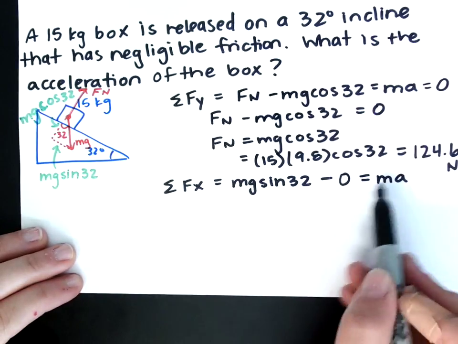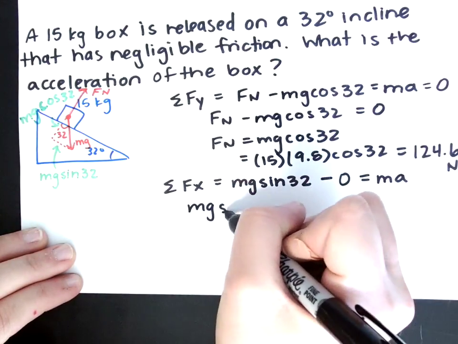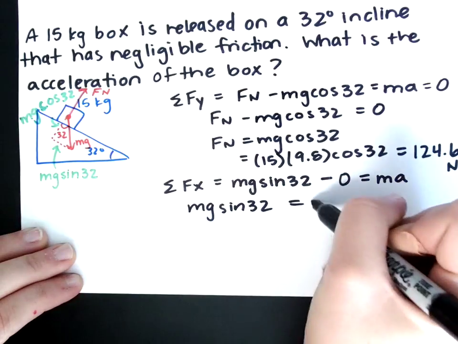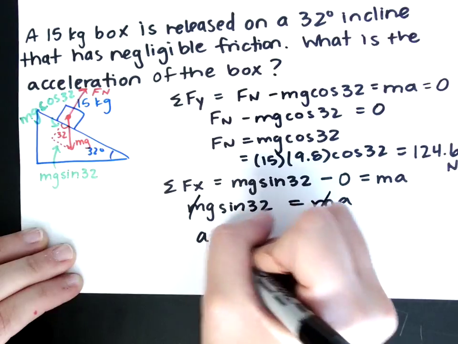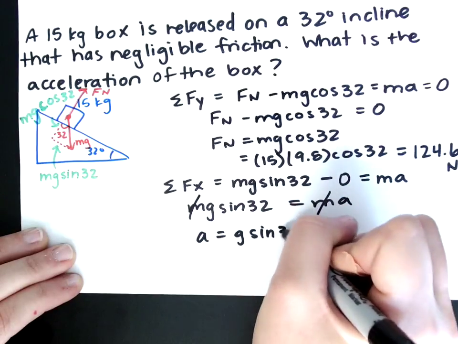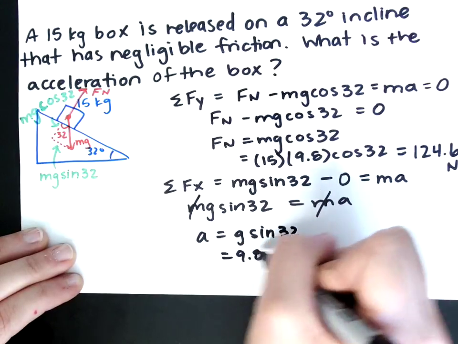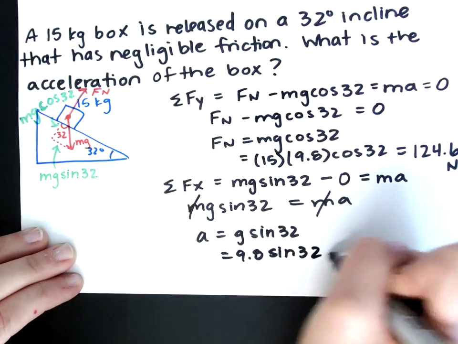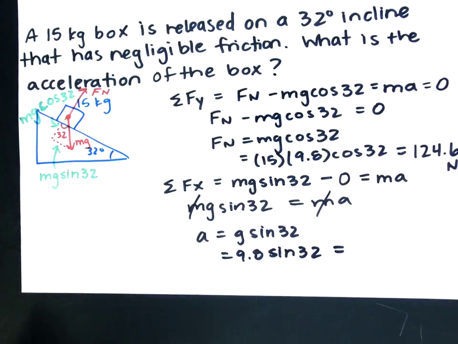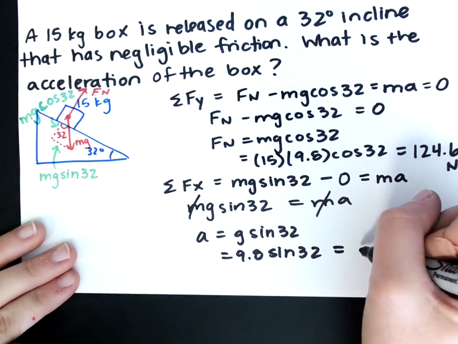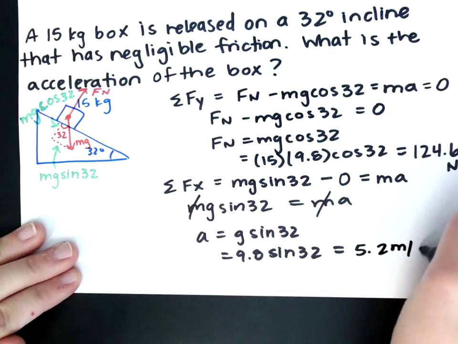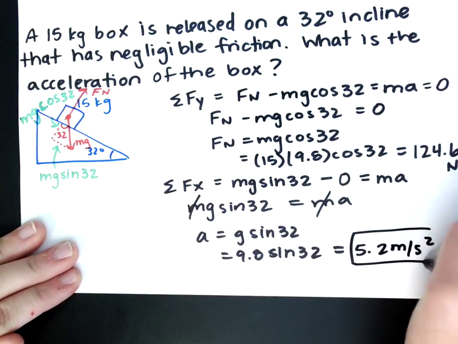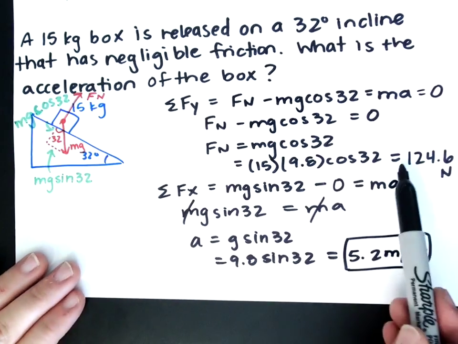Well, what is common in both these factors? M, so we can cancel it out. So did we need to know the mass of the object? So we get acceleration is equal to g sine 32, which is what? 5.2 meters per second squared. There's our acceleration. Okay, so ultimately we didn't need to find F normal.